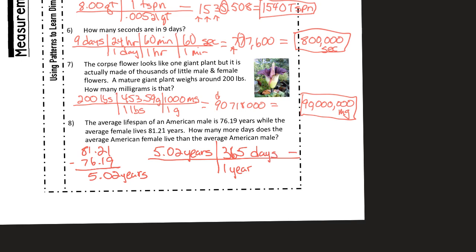So I'm just going to multiply these two numbers together. So 5.02 times 365 is 1,832.3. This number and this number, they both have 4 significant figures, so I need my answer in 4 significant figures, so 1,832 days. And there you have it.